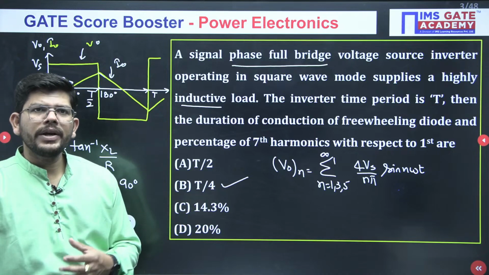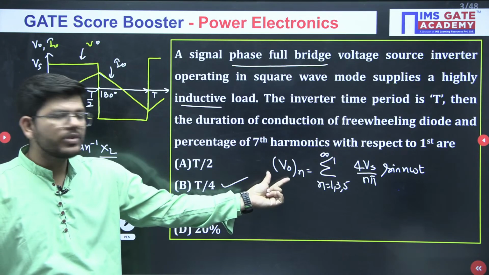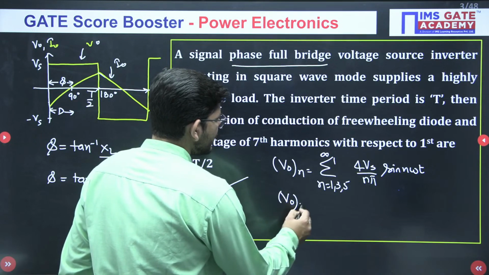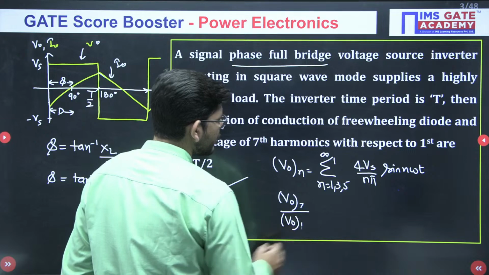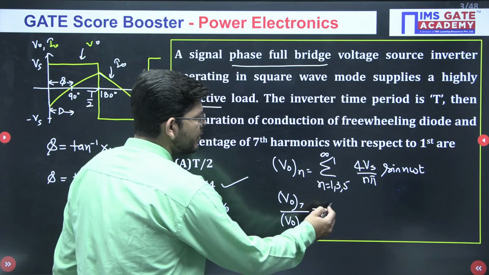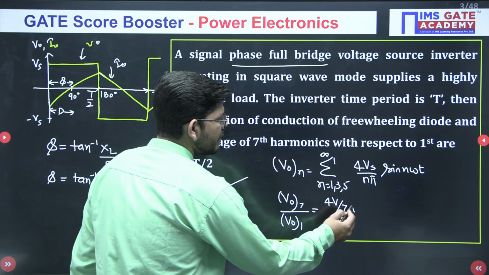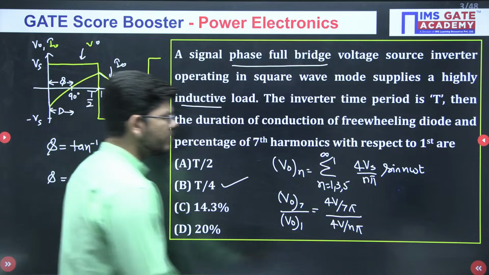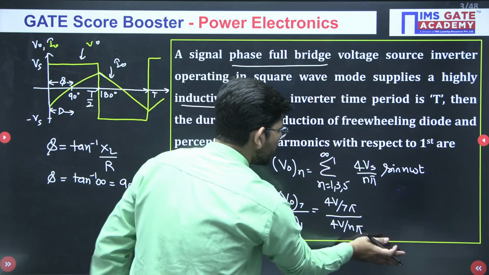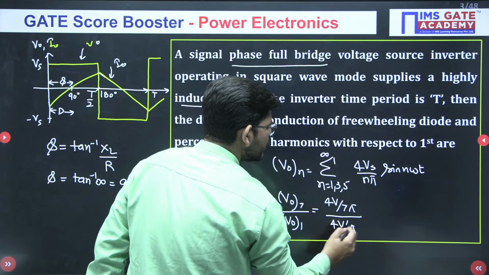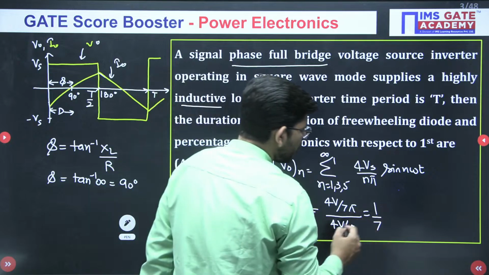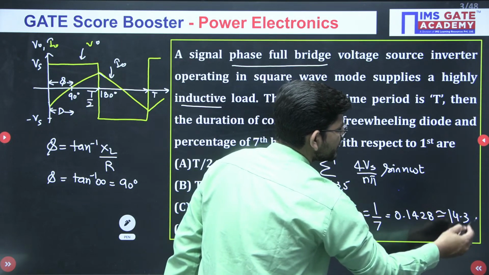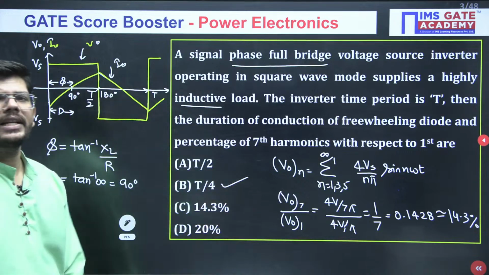We also have covered this particular topic in the fundamentals. So this will be the output voltage Fourier series expression. Now what we have to calculate here is the ratio of the 7th harmonic with respect to the fundamental harmonic. If we put n equals 7, we will get the 7th harmonic, so it will be 4V upon 7 pi. If we put n equals 1, we will get the first harmonic, the fundamental term, which is 4V upon pi only. So what will be the result? It will be 1 by 7, which means 0.1428, or approximately 14.3%.